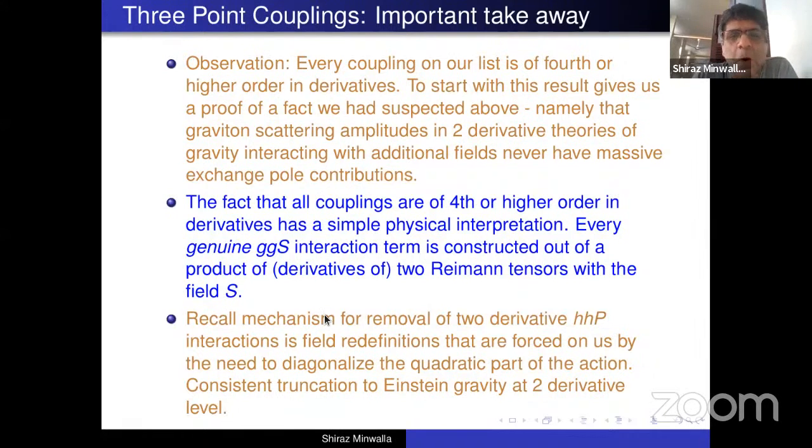Now you might wonder why this was true. Why was it true that every coupling of 2 gravitons with any other particle is 4 derivative or higher? And the physical reason for this is the following. Genuine couplings of 2 gravitons with anything else is always through the Riemann tensor.